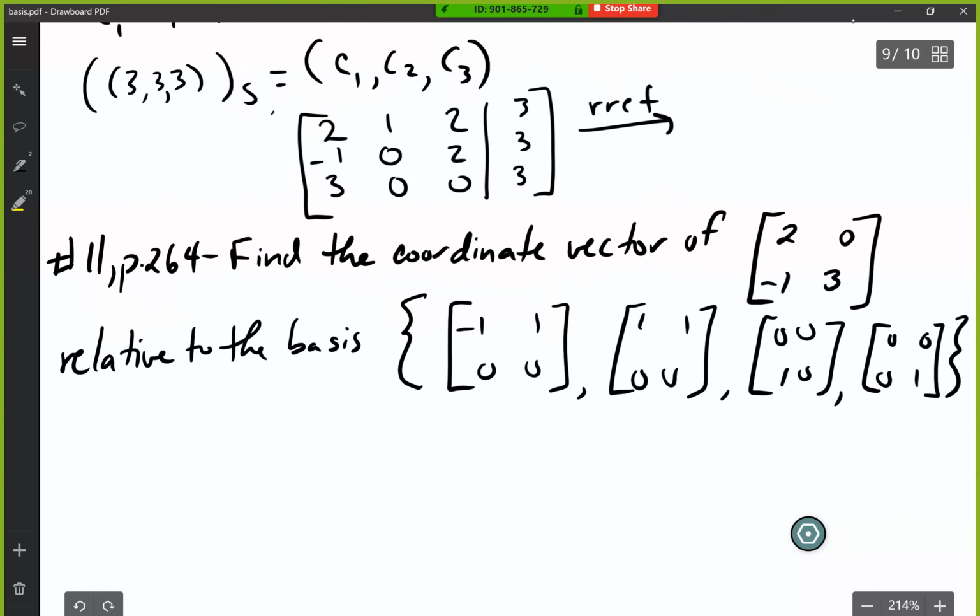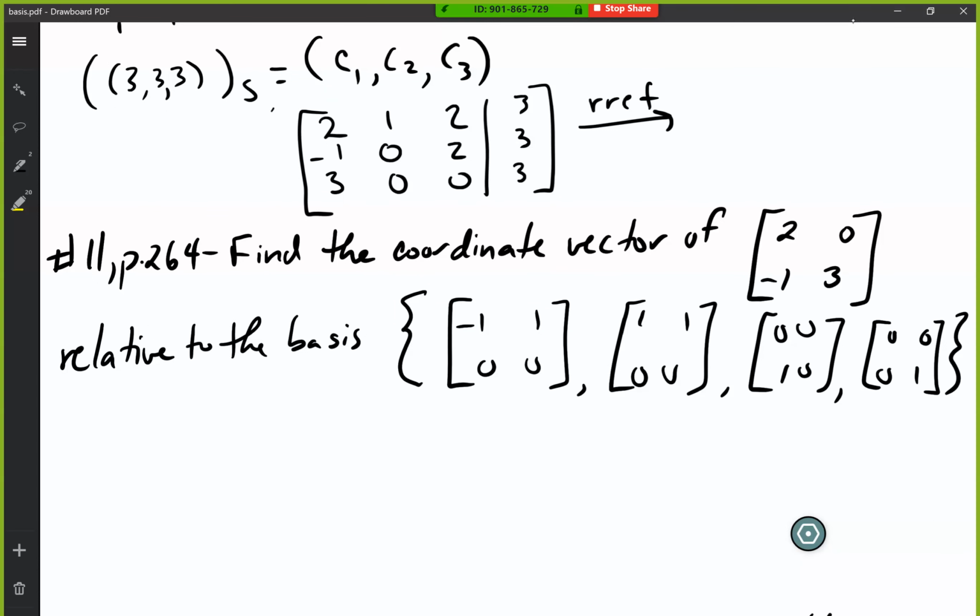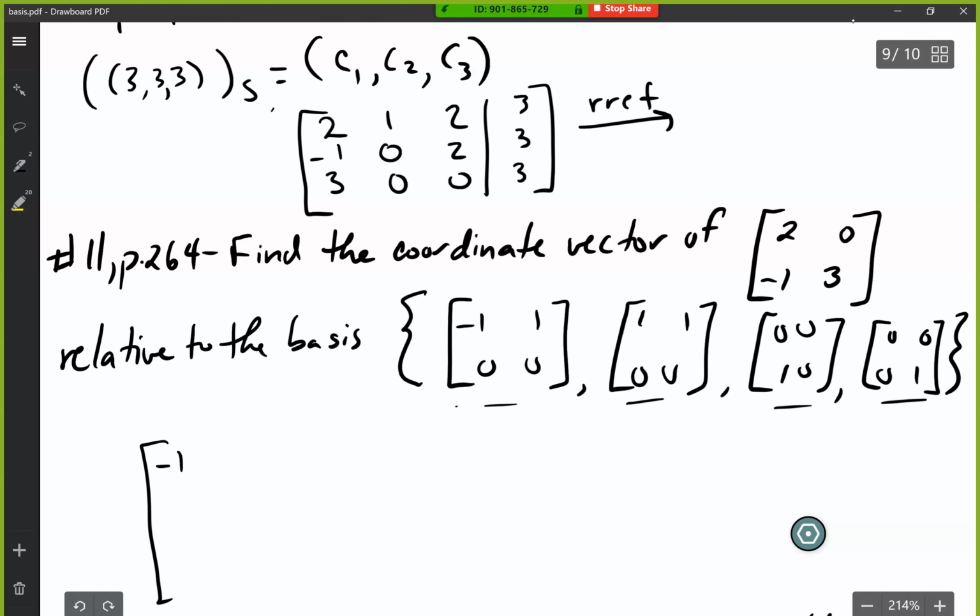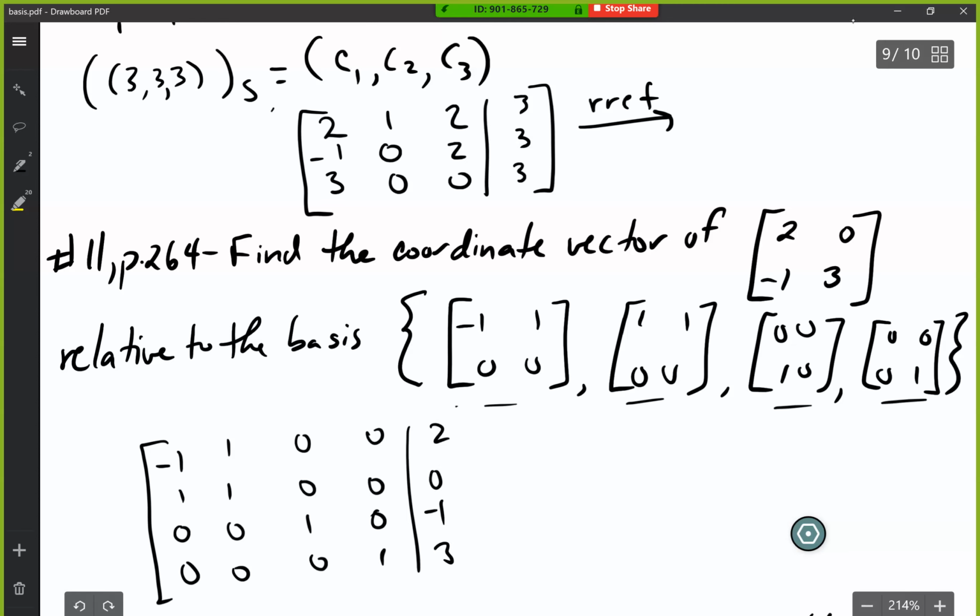You would do the exact same thing here for number 11. You would take each of these matrices, put them as columns. So say I do -1, 1, 0, 0, make it the first column. 1, 1, 0, 0, make it the second column. 0, 0, 1, 0, make it the third column. 0, 0, 0, 1, make it the fourth column. 2, 0, -1, 3, make it the last column that you augment. And again, row reduce and read off the answer.